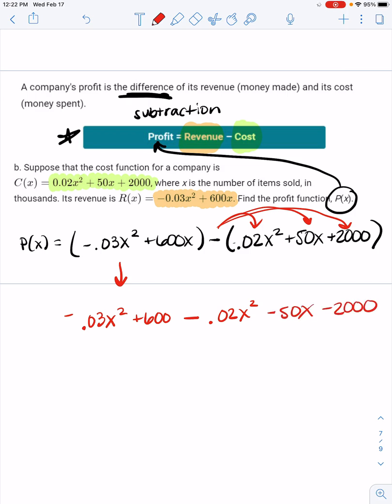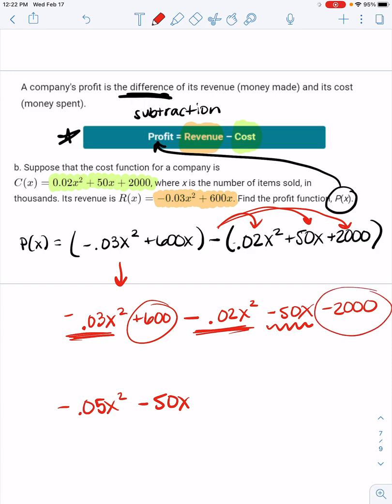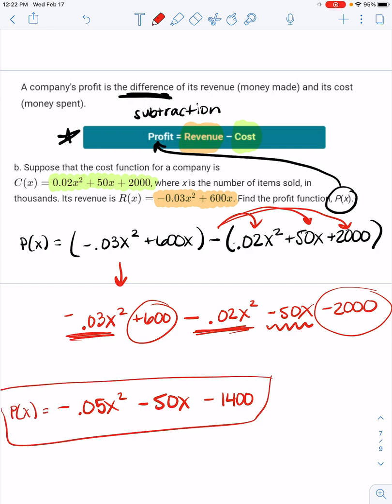And then you want to combine anything that we can. So negative 0.03x squared, negative 0.02x squared is negative 0.05x squared. We have an x term right here, negative 50x. And then we have 600x and negative 2,000, that would be negative 1,400. And that is our function for profit. That's what they're asking us for. So find the profit function P of x. And there you go.